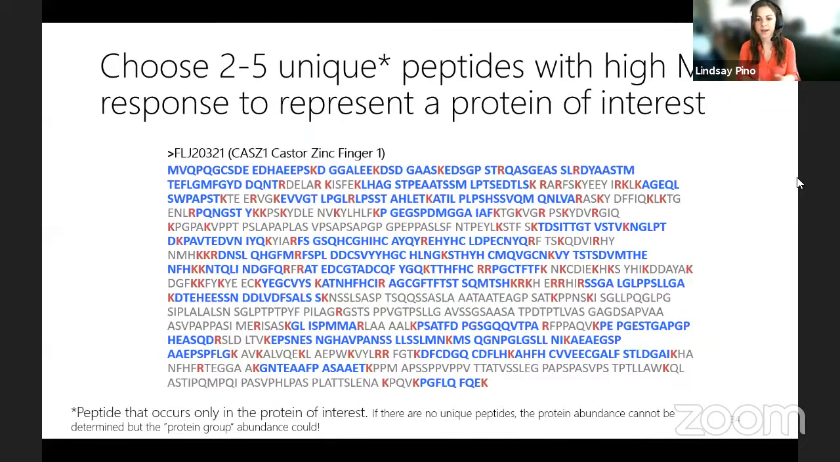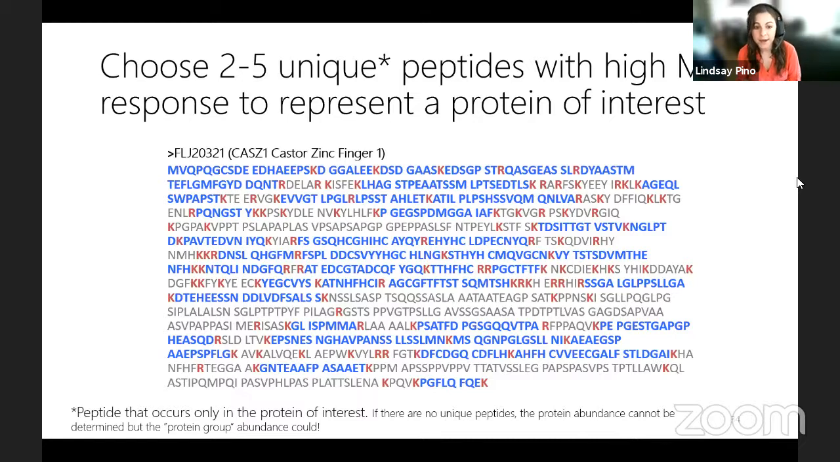Here we have the entire zinc finger protein sequence, starting with the methionine all the way down to the very last lysine. To build a mass spectrometry proteomics experiment, specifically a parallel reaction monitoring or PRM experiment, we need to choose 2 to 5 unique peptides from this protein sequence.